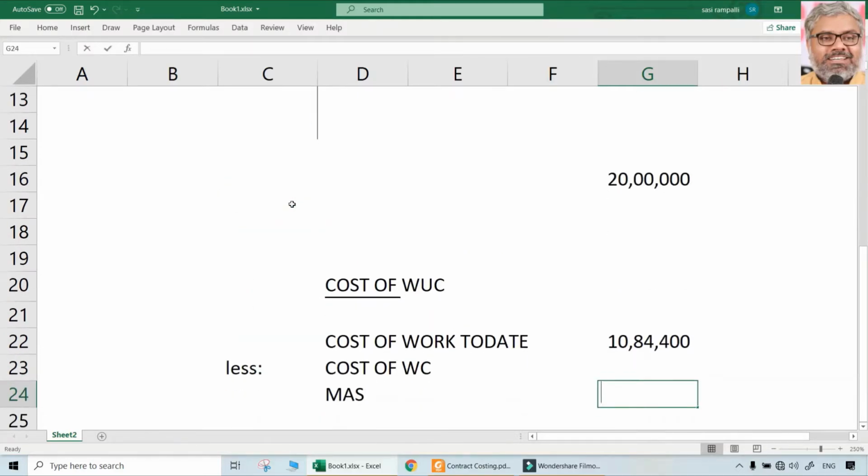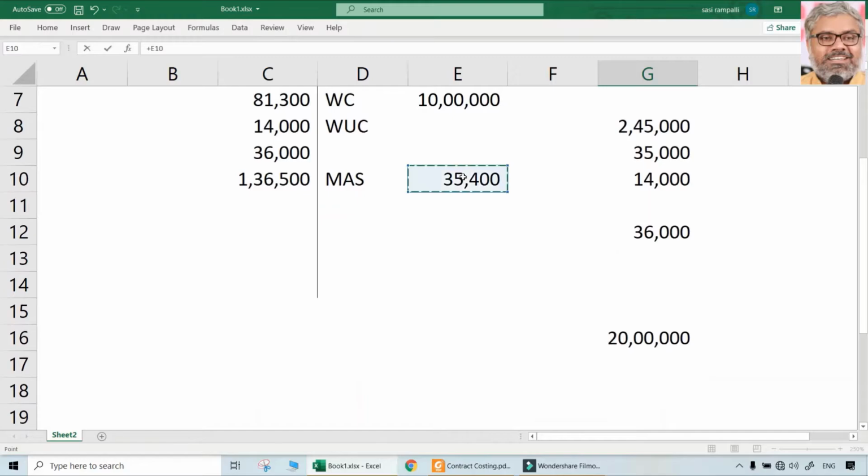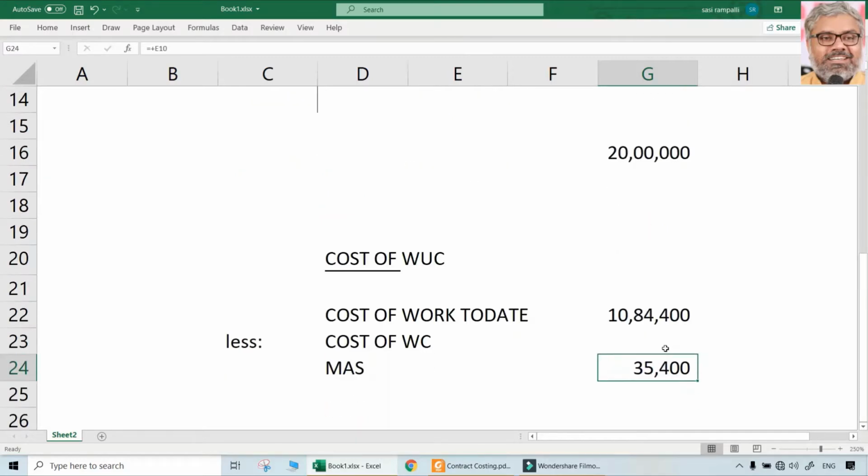Then materials at site we know, that is 35,400. Now, cost of the work certified, how much, that we should understand. For that, when 50% is only certified, what is the cost of the work done full-fledged? Actually, if we see, that is not 10,84,400. That is 10,84,400 minus 35,400. So really the cost of work done full-fledged till date is 10,49,000.